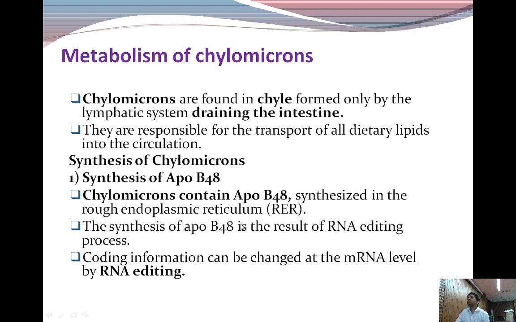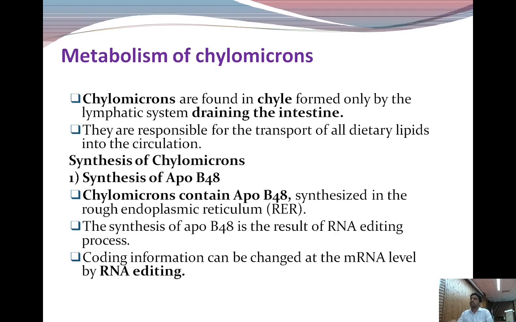How is this formed? This is formed because of RNA editing. For any protein, what is present? DNA is present, right? The gene, and then transcription happens, mRNA is formed, and from mRNA the protein is formed. So ApoB48 is a protein, which means there must be some mRNA for this. That mRNA is formed from the gene. But the same mRNA codes for ApoB48 and ApoB100. Both proteins are coded by the same mRNA.